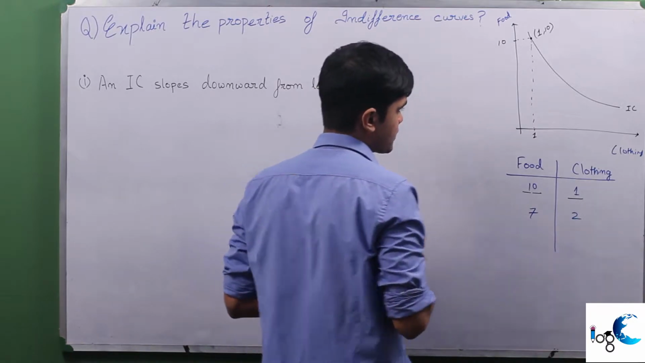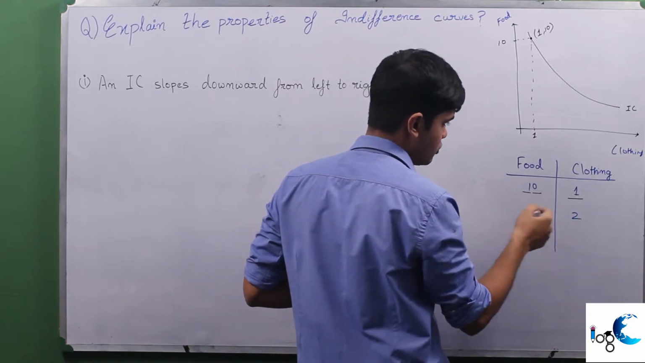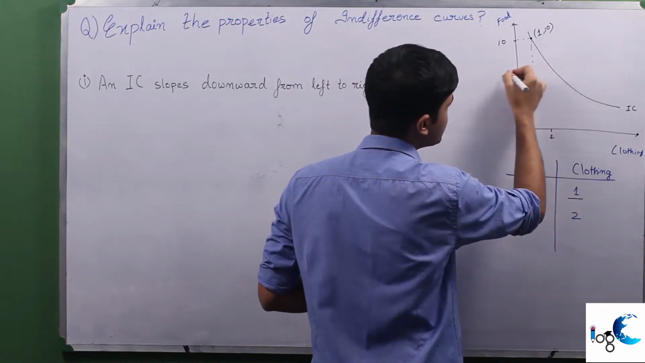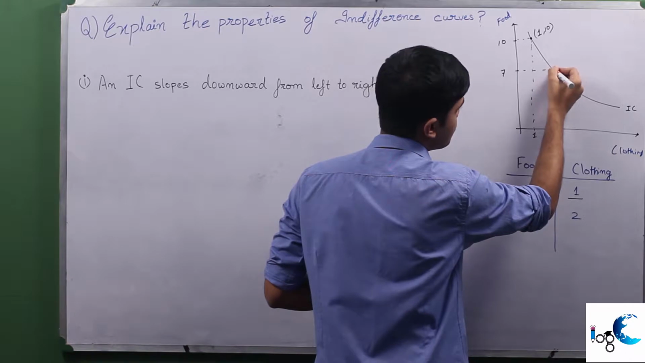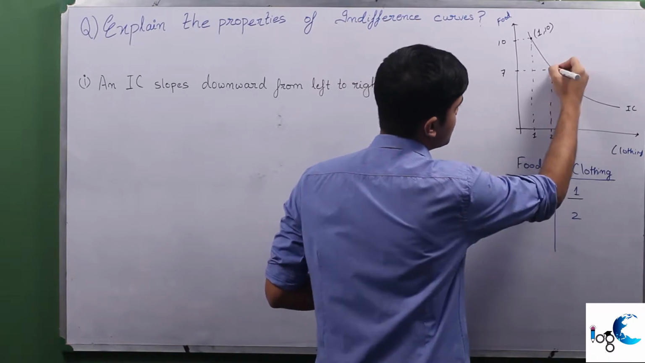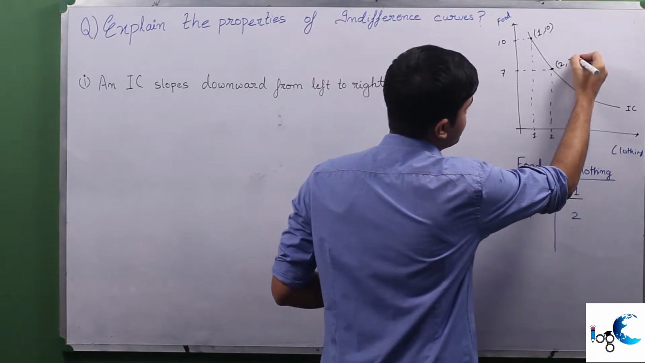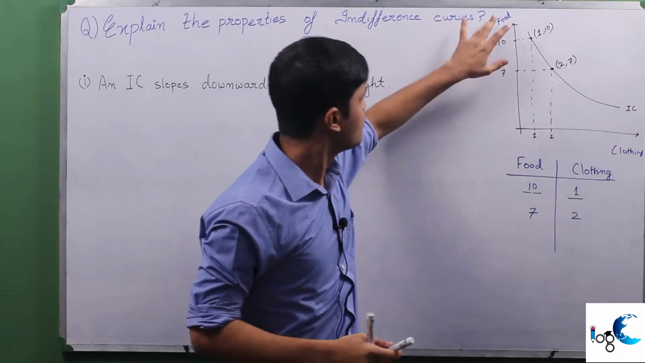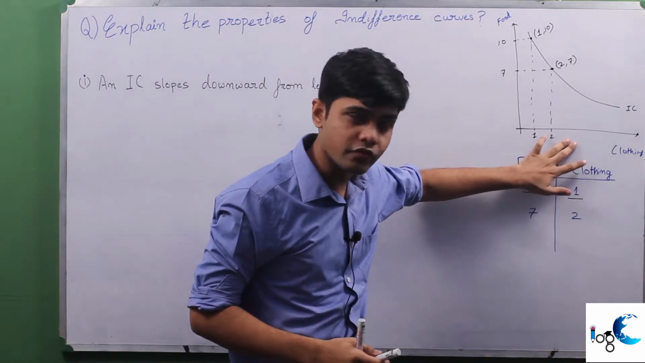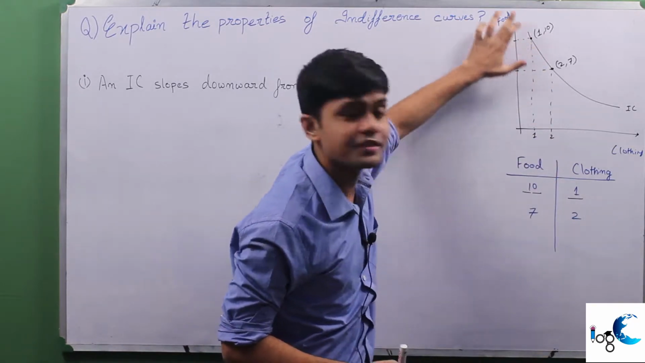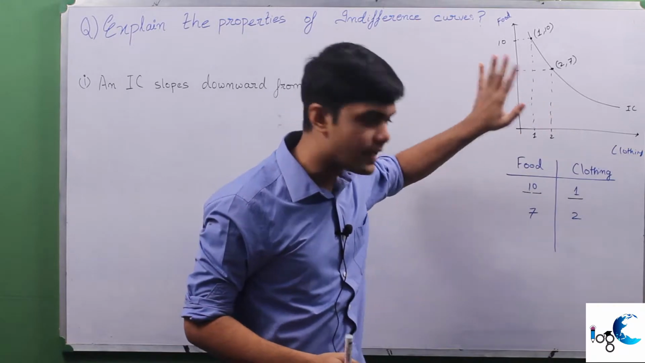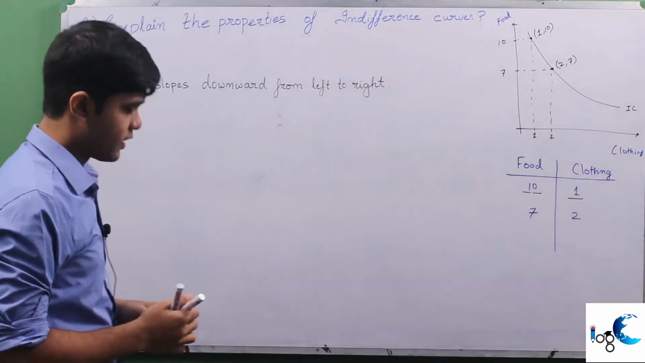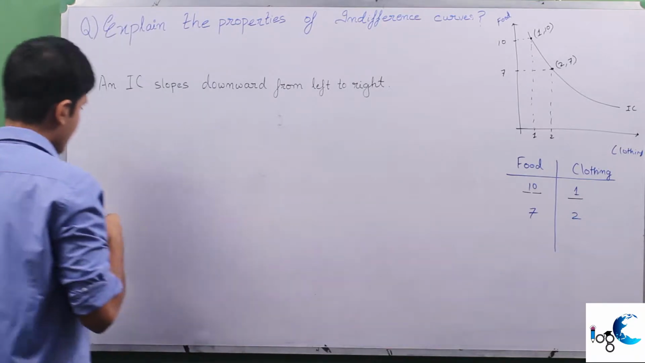See the second combination, what is the second combination? 7 units of food and 2 units of clothing. So we will be increasing 1 unit of clothing by giving up 3 units of food. 2, 7. So what is happening over here? As we are giving up some units of food in order to gain some units of clothing, we are moving down the indifference curve from left to right. So that is the reason an indifference curve slopes downward from left to right. Fine? I hope you got it.